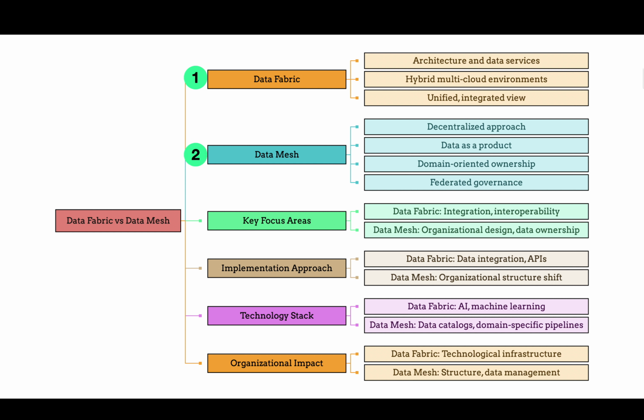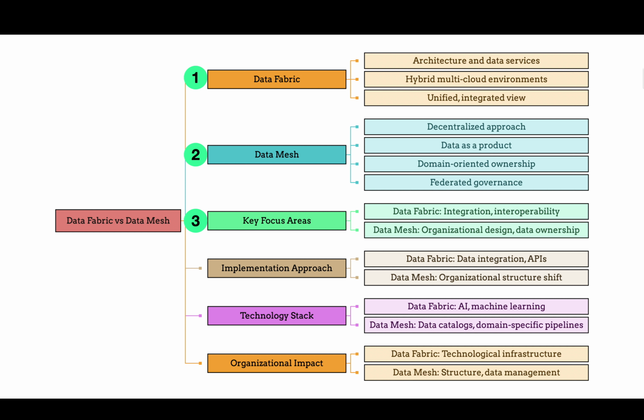2. Definition of data mesh. Data mesh is a decentralized approach to data architecture and organizational design. It treats data as a product, focusing on domain-oriented ownership, data as a product, self-serve data infrastructure, and federated computational governance.